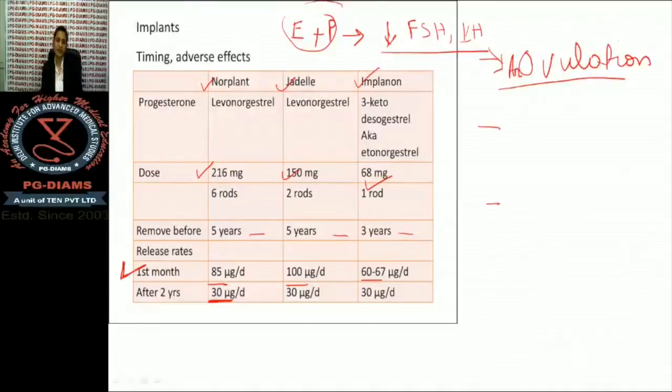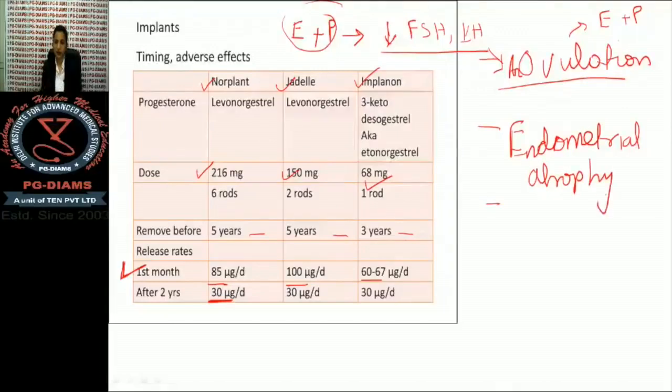Now this mechanism of action is by both estrogen and progesterone. Estrogen basically has an effect on the hypothalamus and pituitary. Its role at the end organ, at the level of endometrium and the cervix, is minimal. At the endometrium, the main hormone to have a role is progesterone. Progesterone acts on the endometrium and causes endometrial atrophy, or you can also call it endometrial decidualization. Then the third action is thick cervical mucus. This is also an action of progesterone.